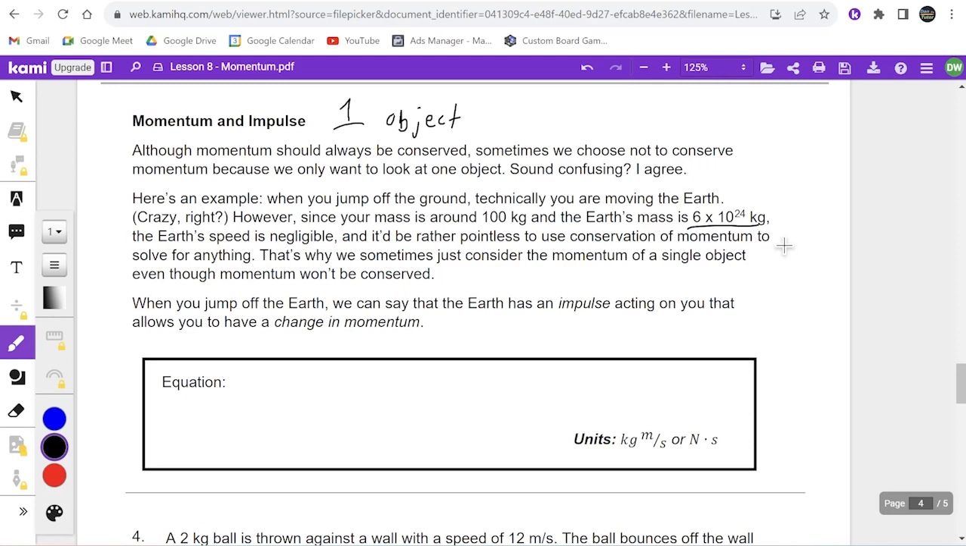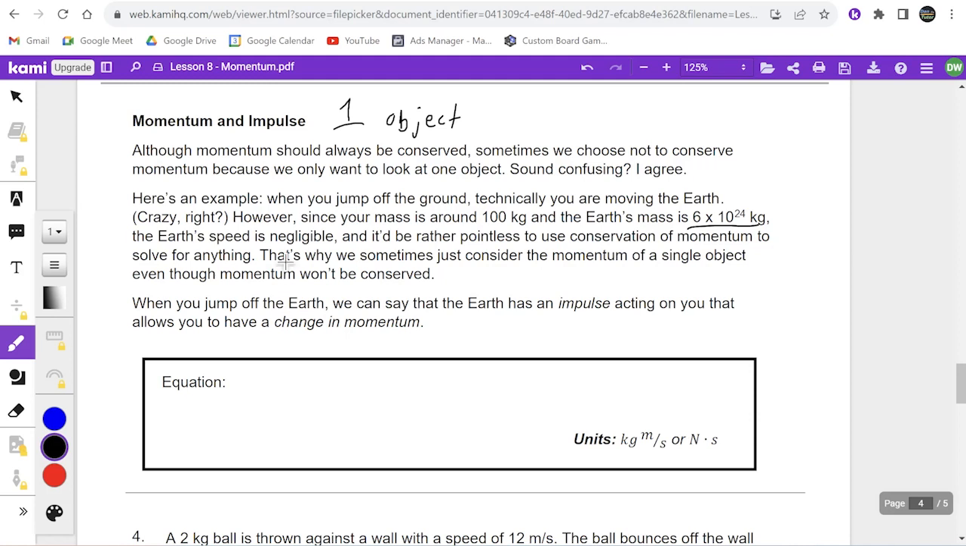Is it noticeable? No. For that reason, a lot of times, we don't want to include the other object because one is significantly bigger than the other. Most common example I see is a wall. And so for that reason, we have this thing called impulse where we don't want to set the momentums equal to each other. Then what do we want to do?